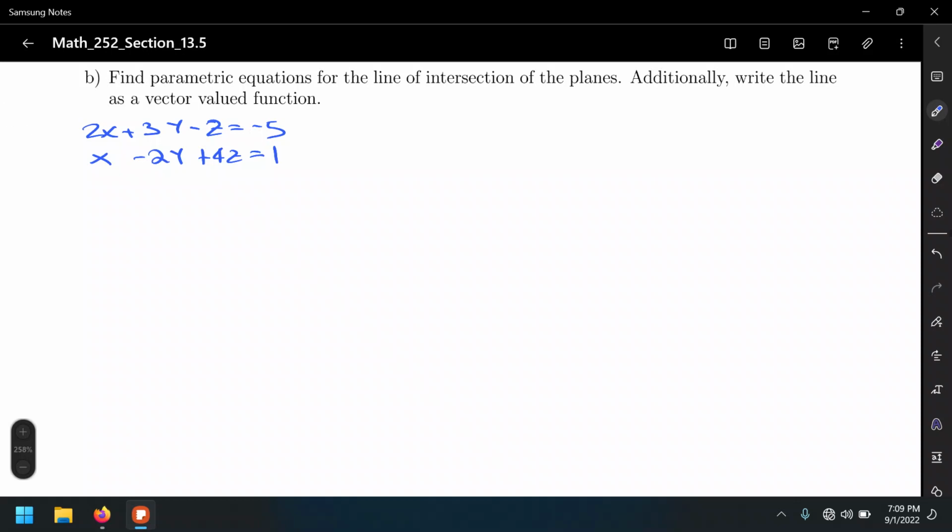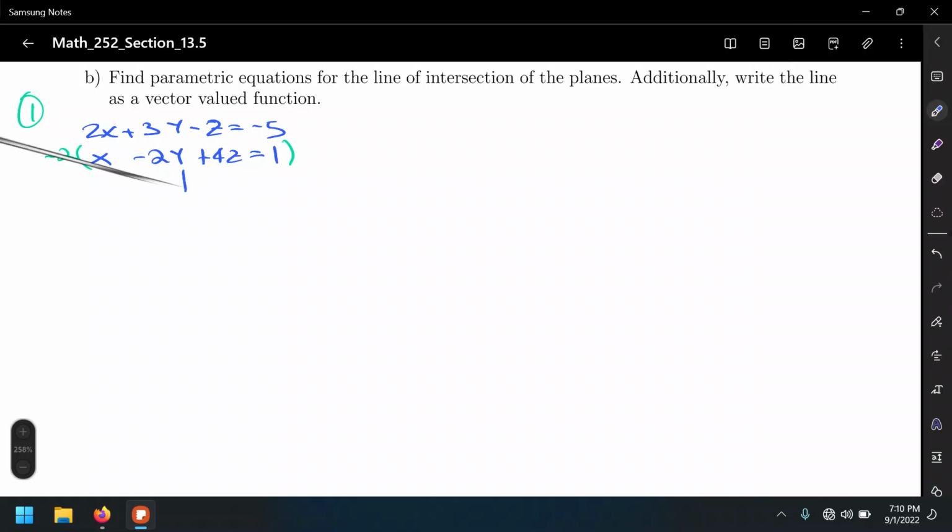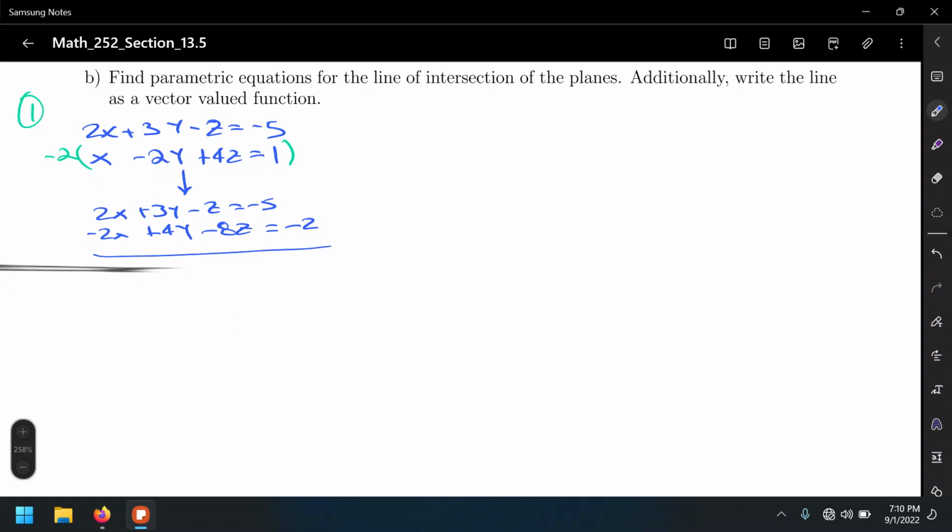So combining the two planes together, I'm going to eliminate x. To eliminate x, I would need to multiply the second equation by -2. So the first equation remains the same, 2x plus 3y minus z equals -5, and the second equation becomes -2x plus 4y minus 8z equals -2. Adding the equations together, the x's get cancelled, and we get 7y minus 9z equals -7. Let's leave it like that for now.